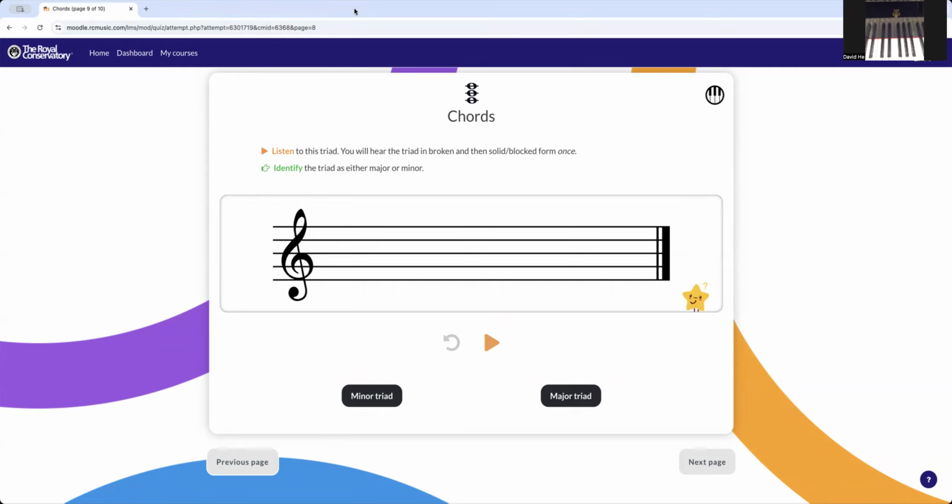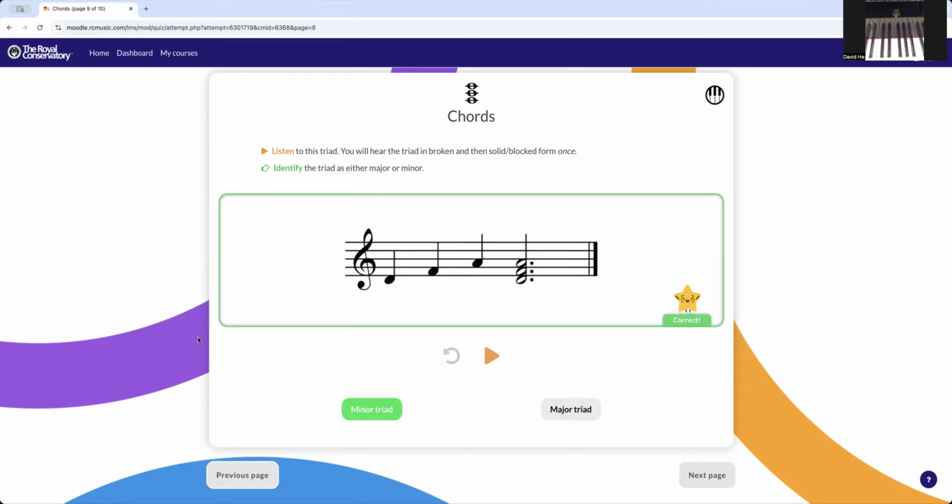Let me see one more. There's some issue in here. Let's listen to that again. Does that sound dark or bright? Dark. Yes, it's dark. So it's minor key.